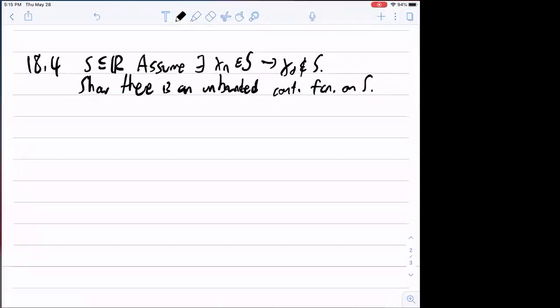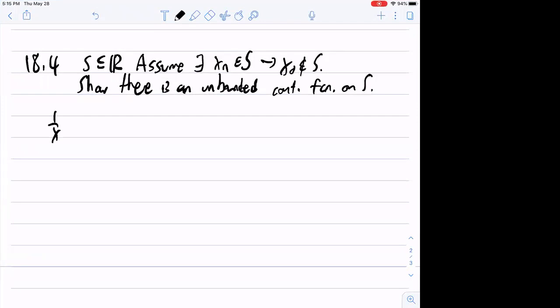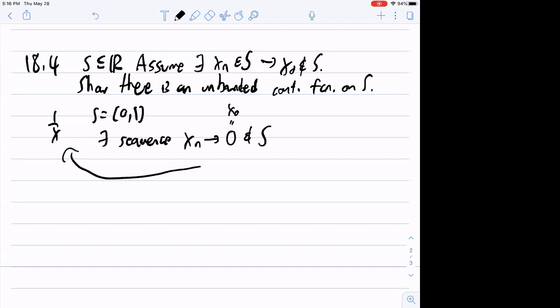So let's look at 1 over x. This is somewhat similar, right? In this case, my S is (0, 1). And there exists a sequence x_n going to 0, where this is my x_0, and 0 is not in S, because S is the open interval (0, 1). Then this function satisfies it. So this sort of gives you an idea of what this function should be.